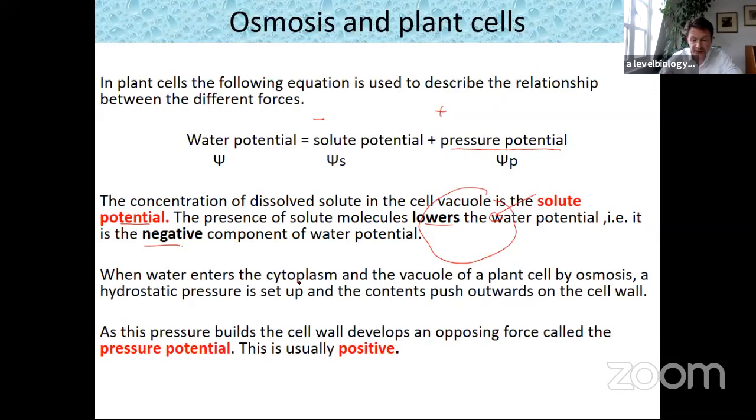So when water enters the cytoplasm and the vacuole of the plant cell by osmosis, the cytoplasm swells, puts pressure against the cell wall, which pushes back onto the cell contents, and it gives you a positive pressure potential known as psi-p. And the water potential of a plant cell is the two things added together. So you've got the water potential due to the solutes, the water coming in, and then you've got the pressure potential of the cell wall pushing back onto the contents.